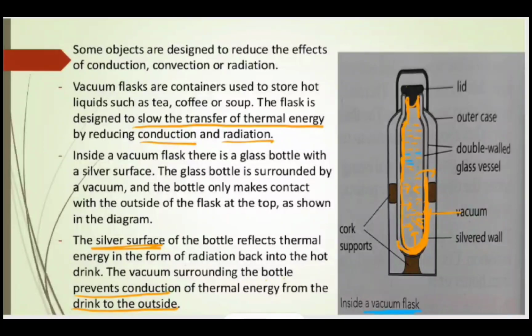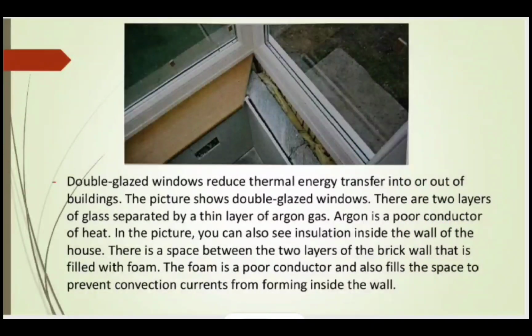So understood why, children, the glass bottle surface is made into a silver color or a shiny surface, to avoid radiation. Why the vacuum? To avoid conduction. Yes, children, and the liquid inside stays hot for a longer period of time.